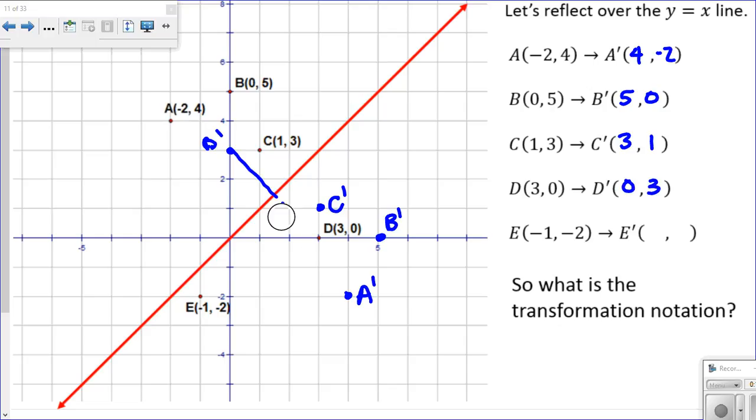And then the last one, maybe you can see the pattern now. E is just a half diagonal away, so E prime will be right here, which is at (-2, -1).